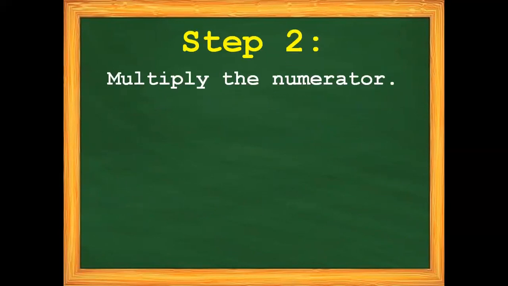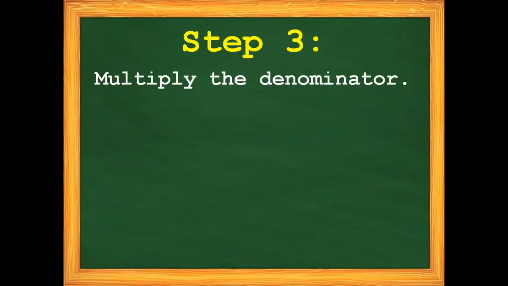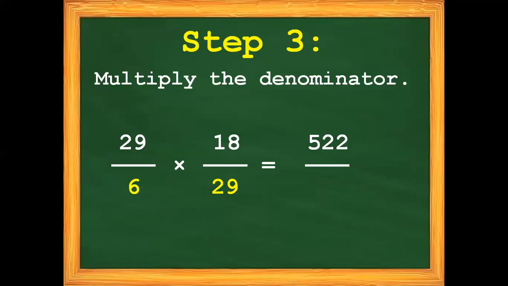Step number 2. Multiply the numerator. 29 over 6 times 18 over 29. So 29 times 18, the answer is 522. Step number 3. Multiply the denominator. 29 over 6 times 18 over 29. So let's multiply 6 and 29. 6 times 29, the answer is 174.